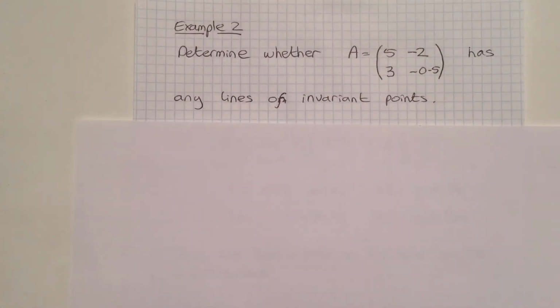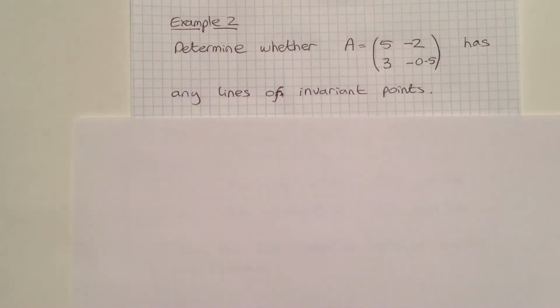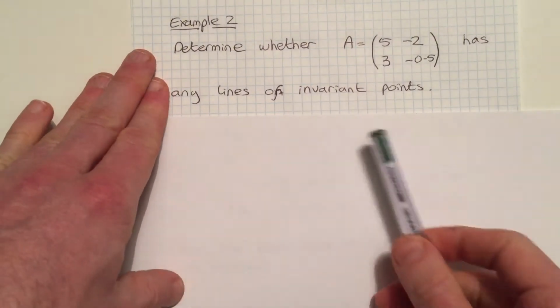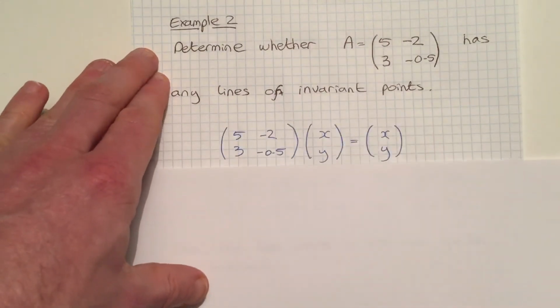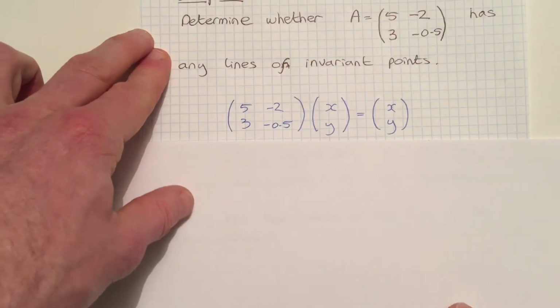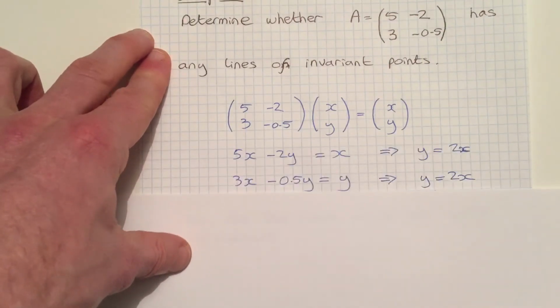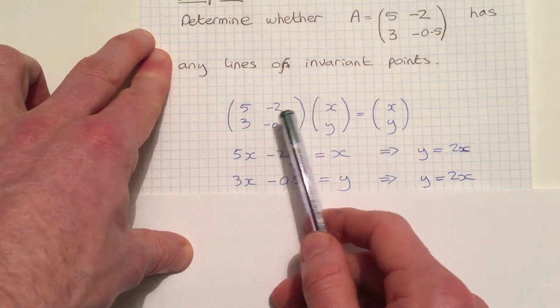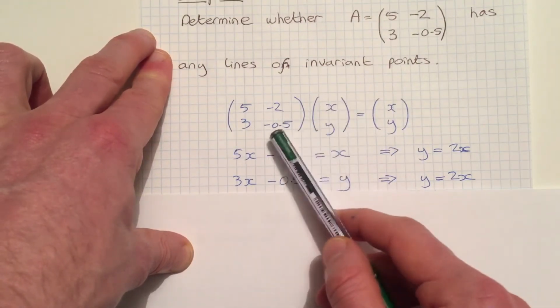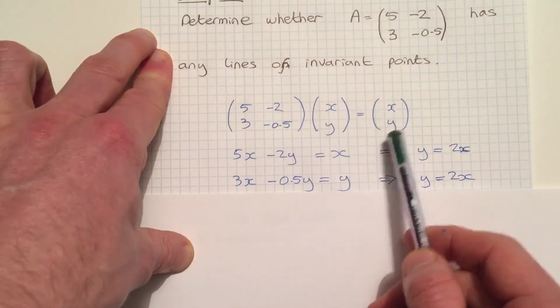Example 2 says determine whether this matrix has any lines of invariant points. So we're still talking about invariant points here, so I'm still starting off with that same equation. I'm going to multiply out like we did before. So I'm going to have 5 times x minus 2 times y equals x, and 3 times x minus 0.5 times y equals y.